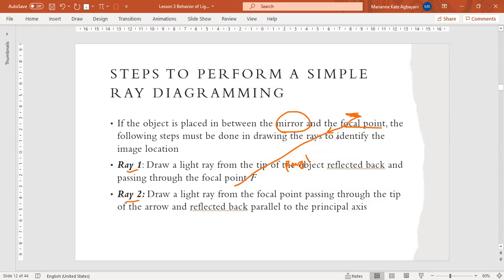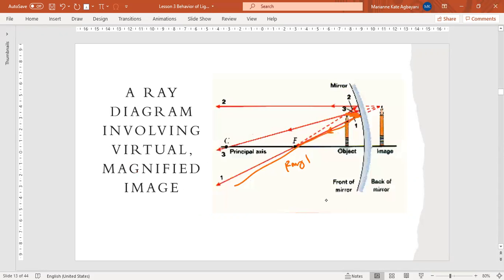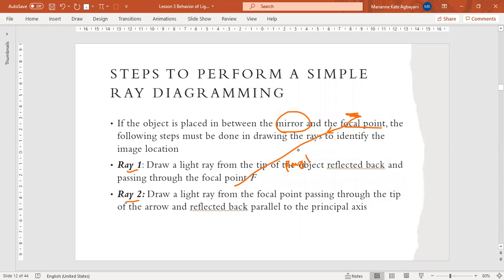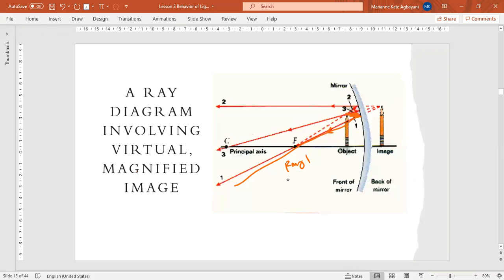Now for our ray 2, from the tip, we draw a light ray from the focal point passing through the tip of the arrow and reflected back. So let's have a broken line passing through the tip and reflected back parallel to the principal axis. So that will be our ray 2.